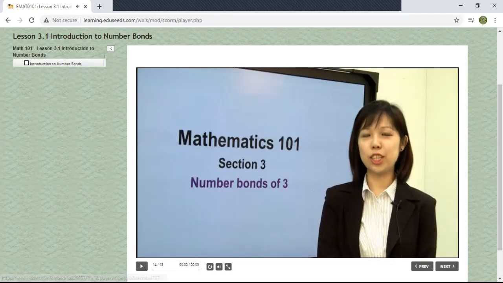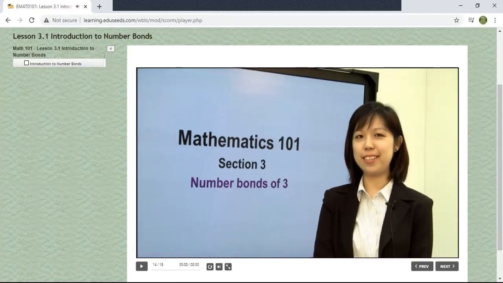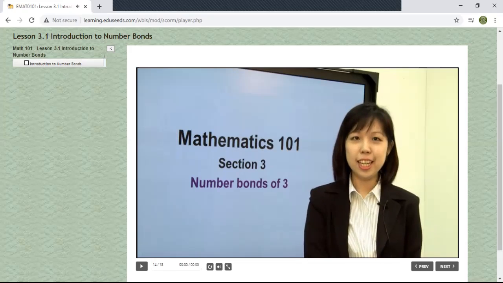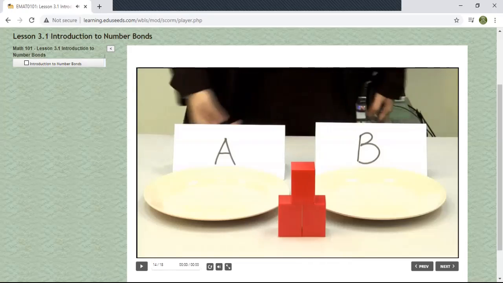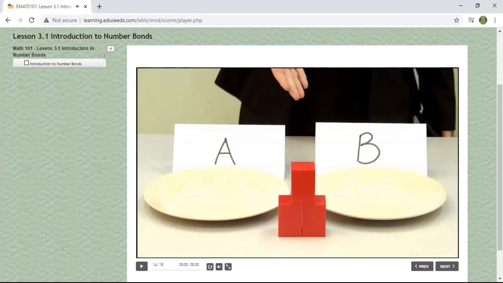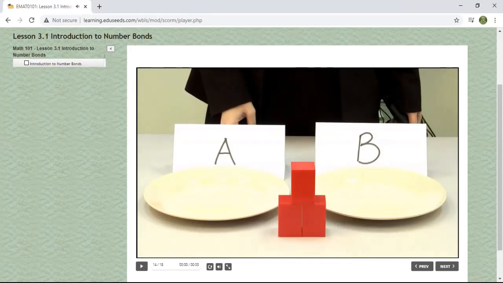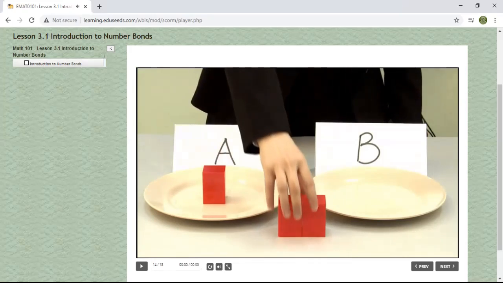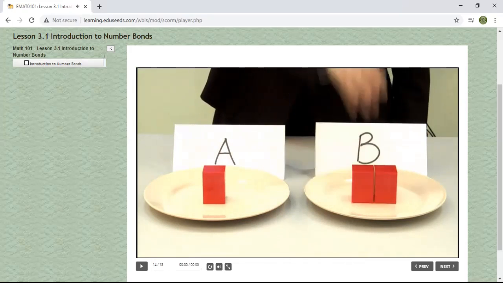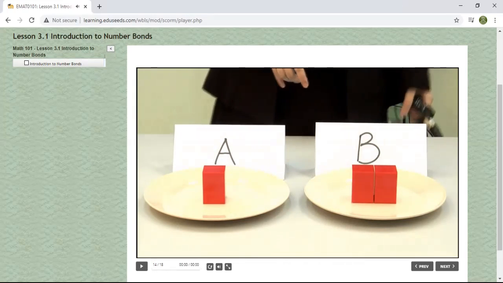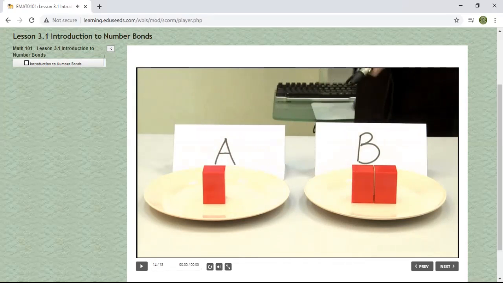Now let's take a look at section 3 on number bonds. In this video, we will look at number bonds of 3. Now let's take a look at what I have over here. I have 2 empty plates, A and B, and 3 red blocks. Now if I put 1 red block into A, 2 red blocks into B, I get the number bonds 1 and 2. Now let's record this in the table.